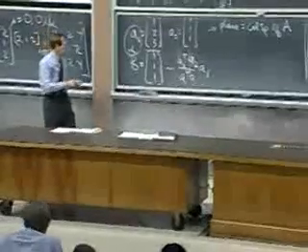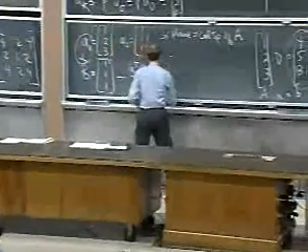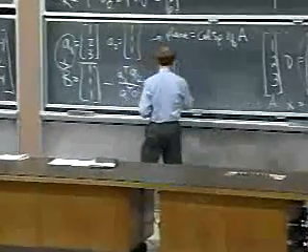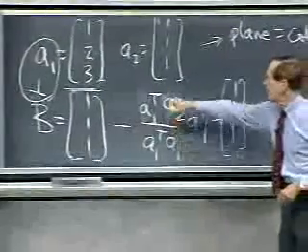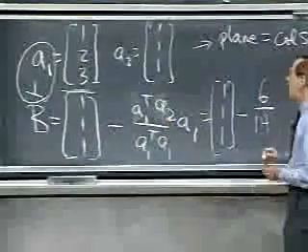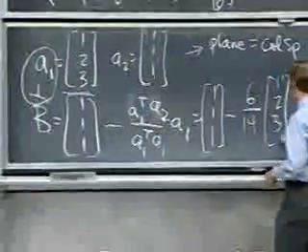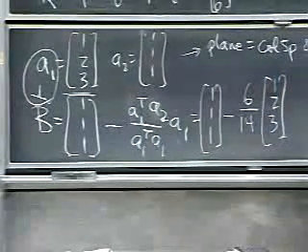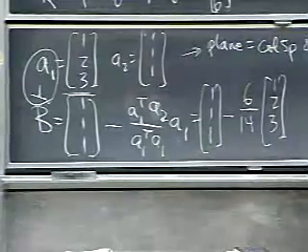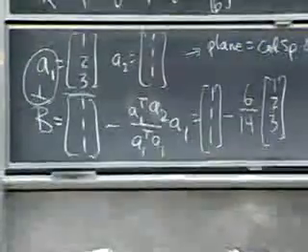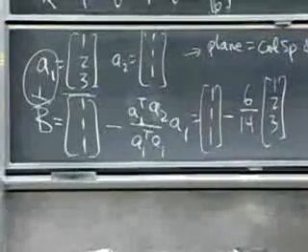Okay, so that's the Gram-Schmidt thing, and we can put numbers in. 1, 1, 1, take away A1 transpose A2, which is 6, over A1 transpose A1, which is 14, multiplying A1. And that gives us the new orthogonal vector B. Because I only ask for orthogonal right now, I don't have to divide by the length, which will involve a square root. Okay.